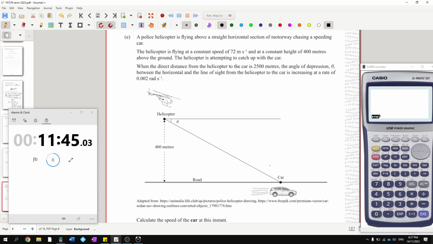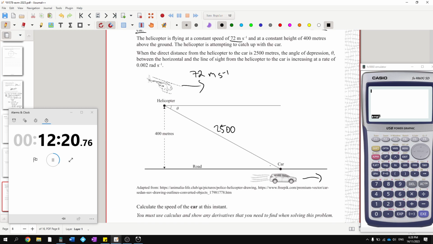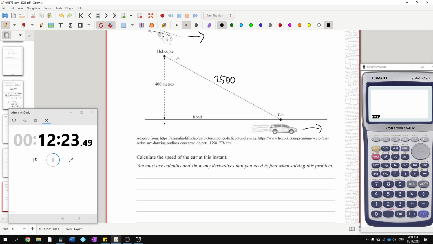Jeez. Police helicopters flying above, straight horizontal, chasing a speeding car, okay. So they're both going that way. Helicopter is going at 72. Jeez, that's fast. So this distance there is 2500. So we've got this distance x, right?